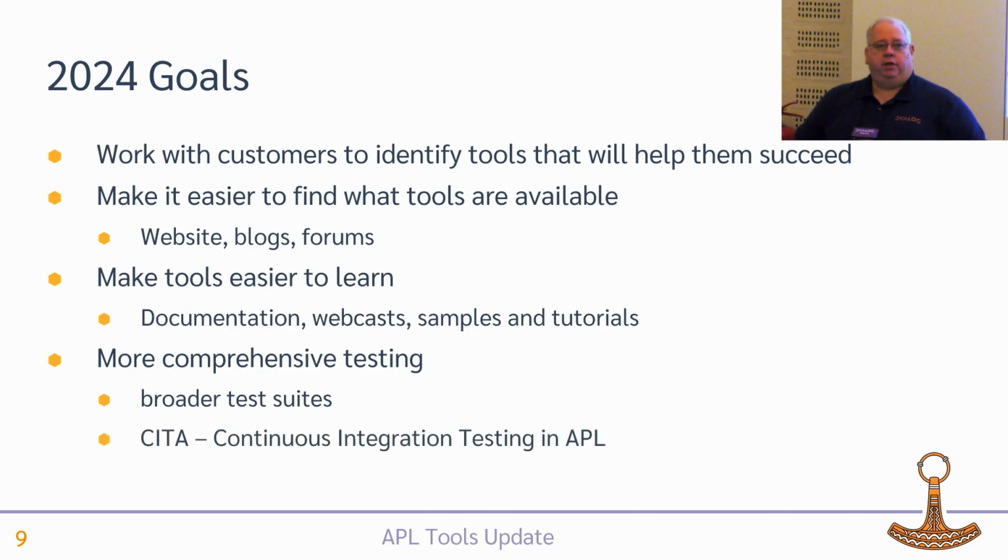And then something that Michael Boss has been working on is this thing called CETA, which is continuous integration testing in APL. And if we get it to work the way it's intended, it will run your test suite under as many of those configurations as possible, and then give you a report back about where it succeeded or failed.